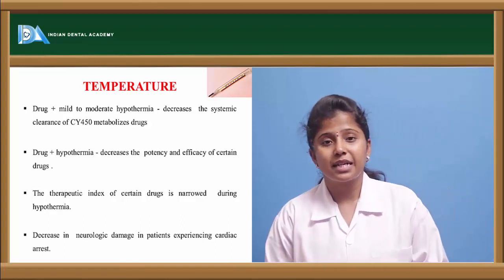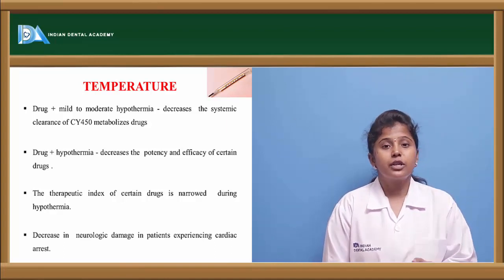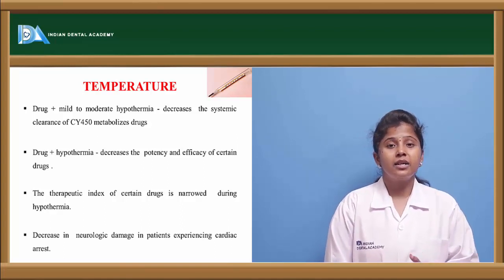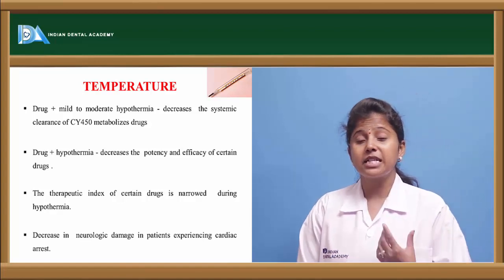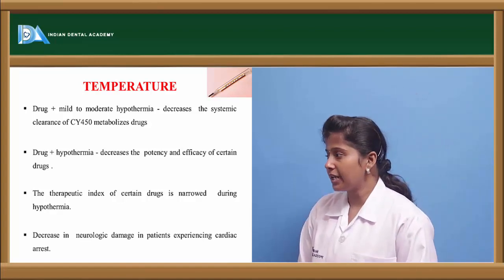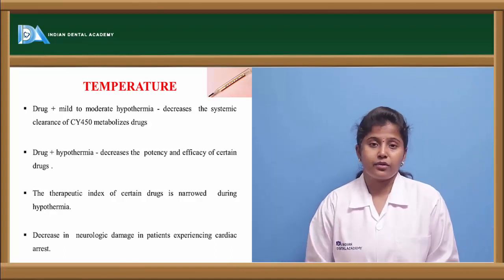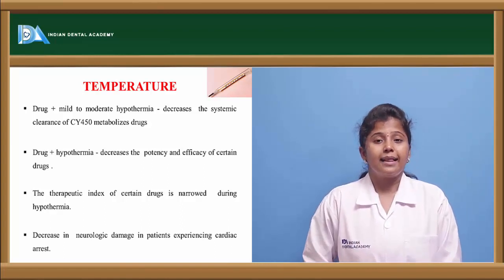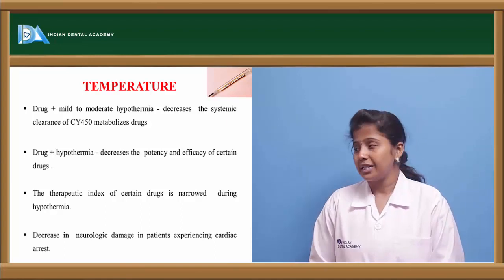Cytochrome P450 is an important protein that aids in the metabolism of drugs. So the metabolic rate can be decreased when drugs are taken if the temperature is mild to moderate. And if the temperature is high and the drugs are taken, that may lead to a decrease in the potency and efficacy of the drug. So with increased temperature, the drug efficacy or potency can be decreased in this condition.